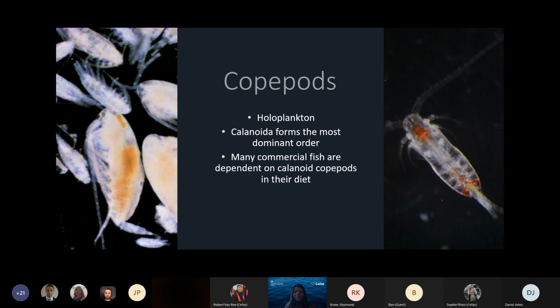These are an example of a taxa which counts as holoplankton, as they spend their entire life cycle in the water column. The calanoida order in particular is the most abundant and diverse pelagic copepod order, and these are the plankton which most frequently populate our samples, with the adults generally being larger than the adult individuals of the other main orders. So as a result, many commercial fish species are reliant on calanoid copepods within their diet.